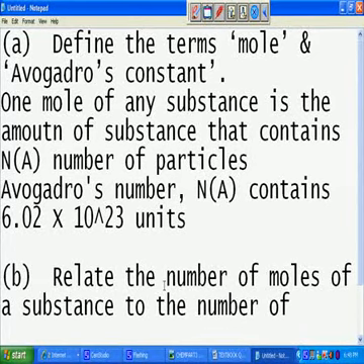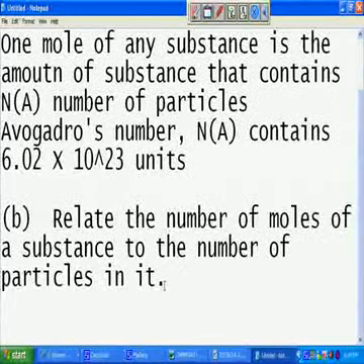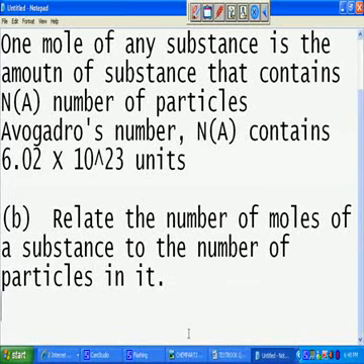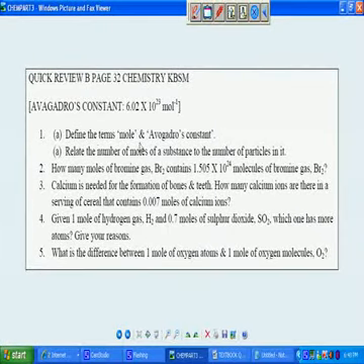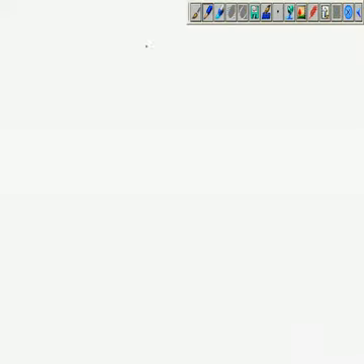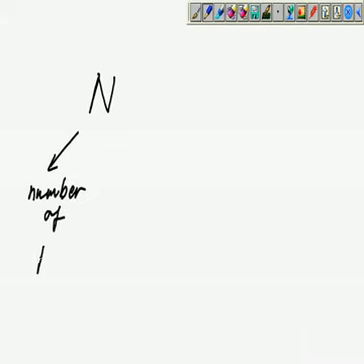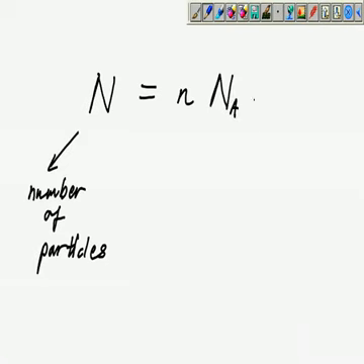Okay, so relate the number of moles of the substance to the number of particles in it. Now let's go to the question. Relate the number of moles of a substance to the number of particles in it. Number of moles, small n. Number of particles, big N. Okay, so what is their relationship? The relationship is this. You have big N, this one is what we call number of particles. Alright, so this one is N and this one is Na.